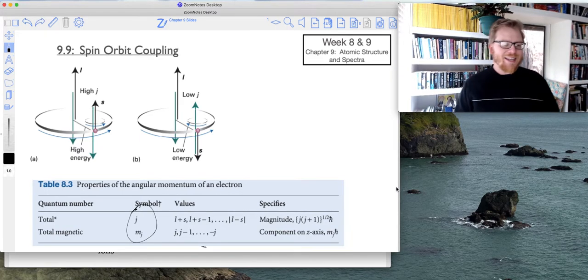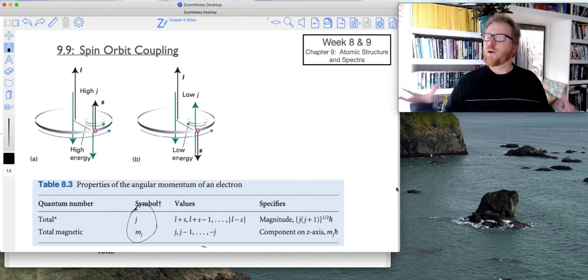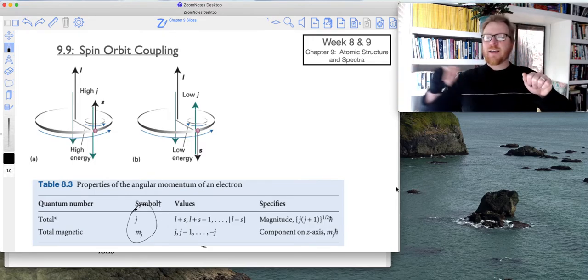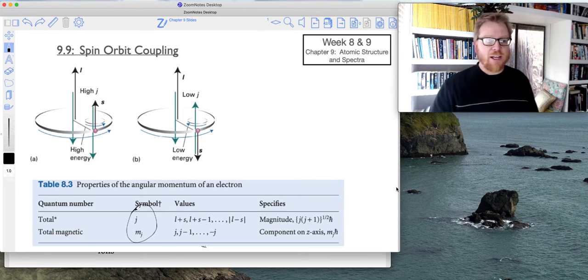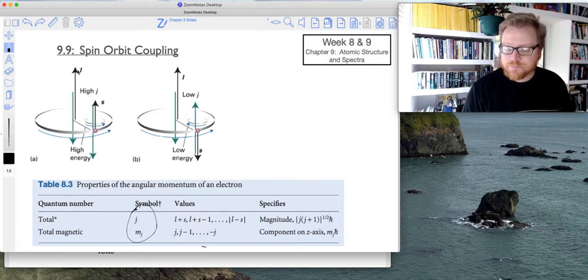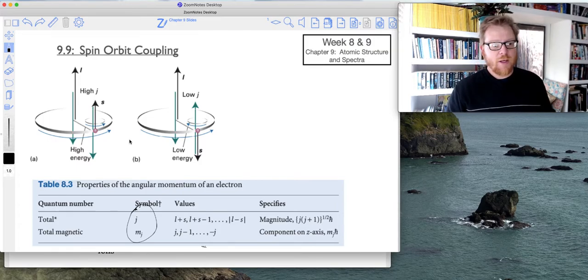Okay, so what is spin-orbit coupling? Well, recall that I've been describing this electron system as very similar to the Earth-Moon system. So we know that the electron is rotating around the nucleus, and that gives it angular momentum given by L. But also the electron has its own intrinsic spin, so it is also spinning, given by quantum number S.